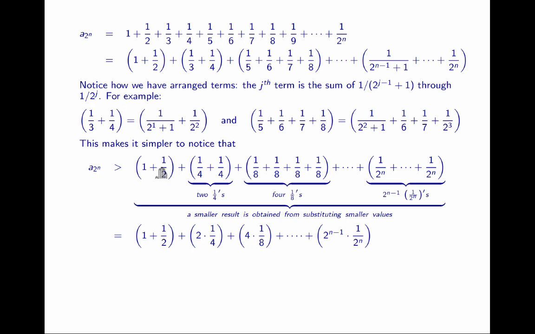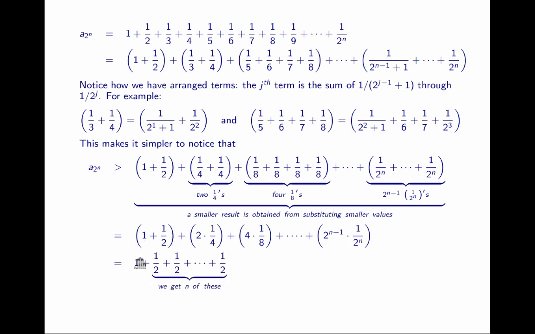Well, this didn't change. That stays at 1 plus a half. A quarter plus a quarter is 2 quarters. An eighth plus an eighth plus an eighth plus an eighth, that's 4 eighths. And I'm going to keep doing that. Remember, the next term would have been 8 entries, and I would have replaced all of them with 1 over 16. So I would have had 8 sixteenths, which again would have been a half, all the way through here.